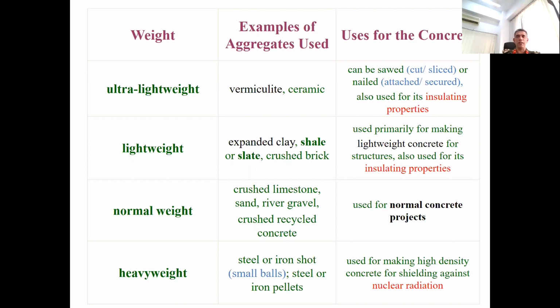Then comes the lightweight aggregate. These are called expanded clay. What is expanded clay? We'll see in the next slide. Then shale or slate, we'll see the example in the next slide. And crushed brick. Crushed brick is a lightweight aggregate. They are used primarily for making lightweight concrete. Concrete may be heavyweight concrete or lightweight concrete. Lightweight aggregates are used for lightweight concrete structures, and in some cases also for insulating purpose.